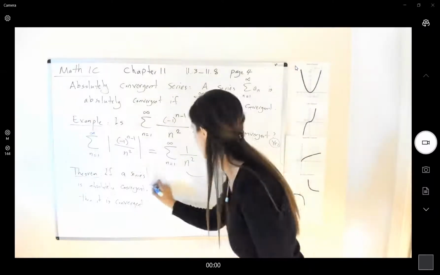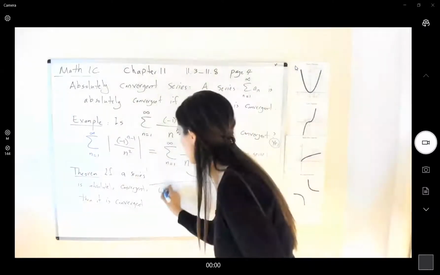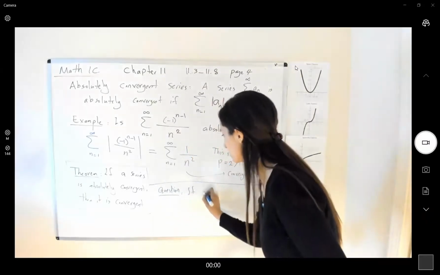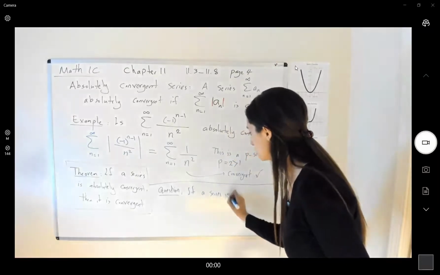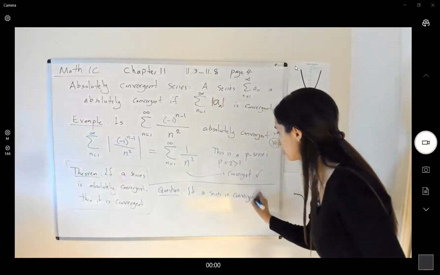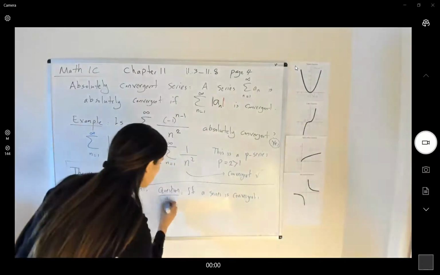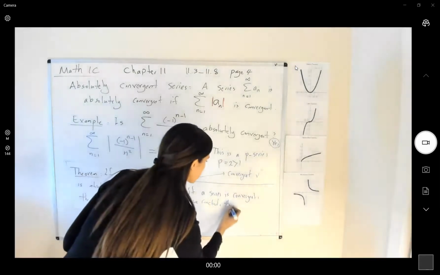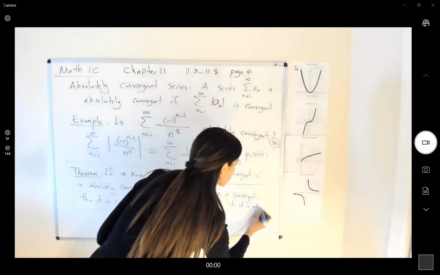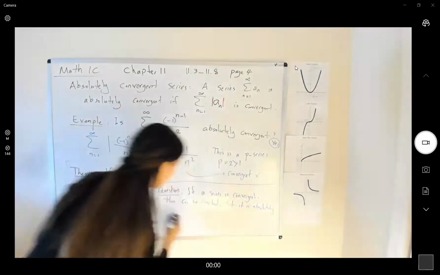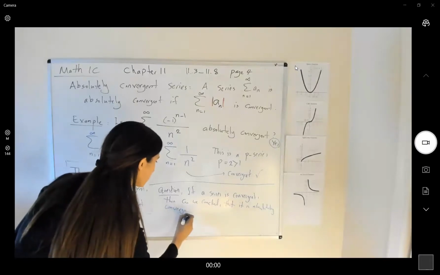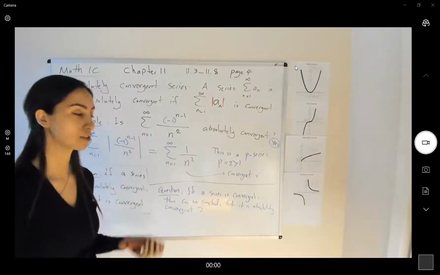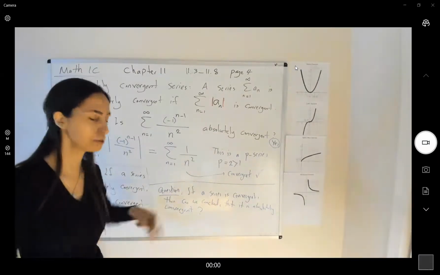So, a question I expect you to ask: if a series is convergent, then can we conclude that it is absolutely convergent? We have a convergent series. Can you conclude that it is absolutely convergent?